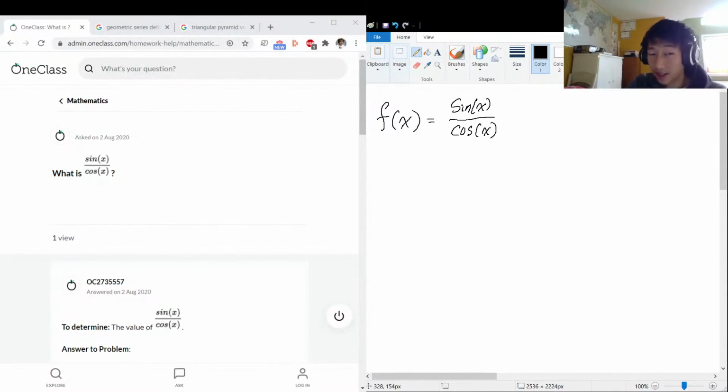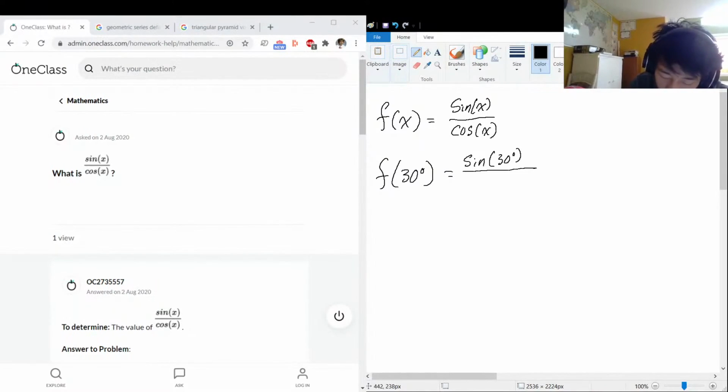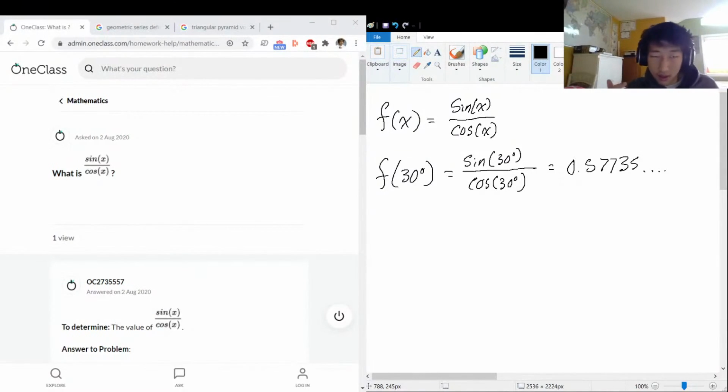Now, the question is pretty open-ended. What is this? Well, it is just a function. So if you wanted to do f of, let's say, 30 degrees, you could just sub them in directly and deal with it that way. So sine 30 degrees divided by cos 30 degrees. That's going to be something I calculate real fast. This is just an example. Sine 30 divide cos 30 is going to be 0.57735, on and on and on. But it really is that simple.